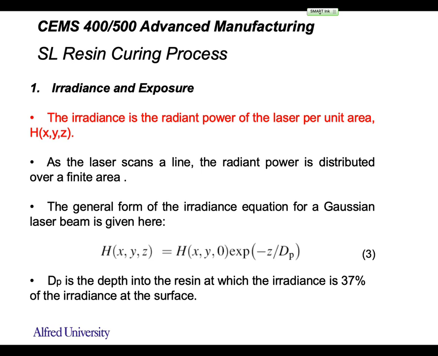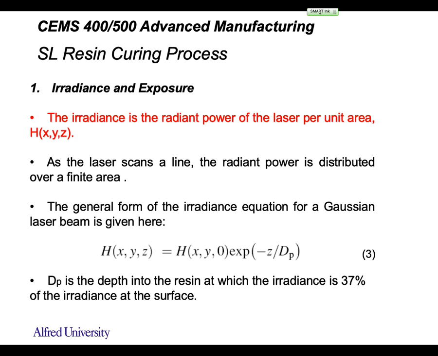is based on the Gaussian distribution. So what's the Gaussian distribution? If you have a Gaussian distribution, you will have the light intensity distributed in this way, or in this way. So this is the Gaussian distribution.